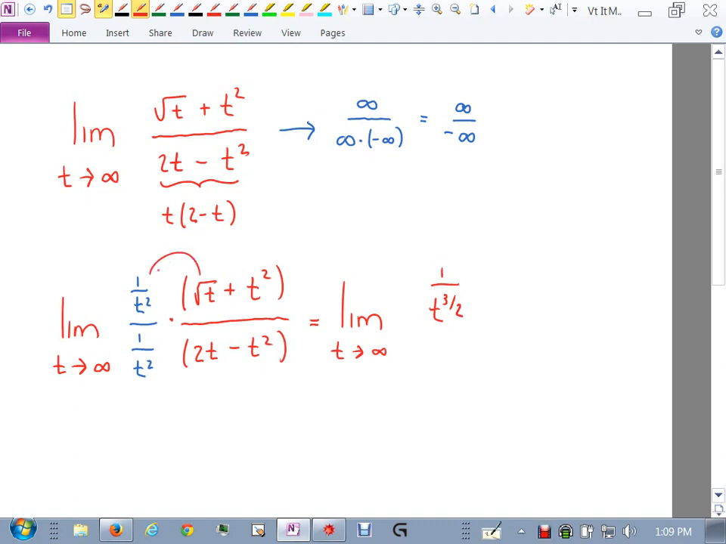Then you distribute, that's here to here. Now go here to here. What do you get? Plus 1 over, now here to here. It's 1 over t squared times 2 over 2t. 2 over t minus 1. Questions?